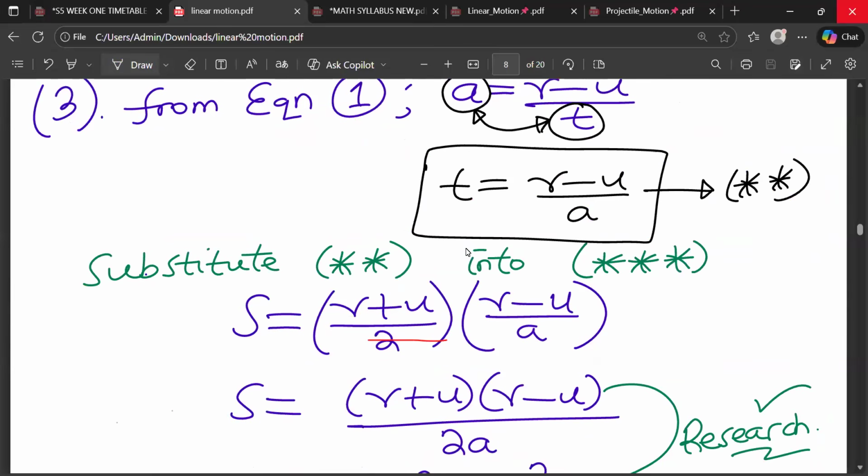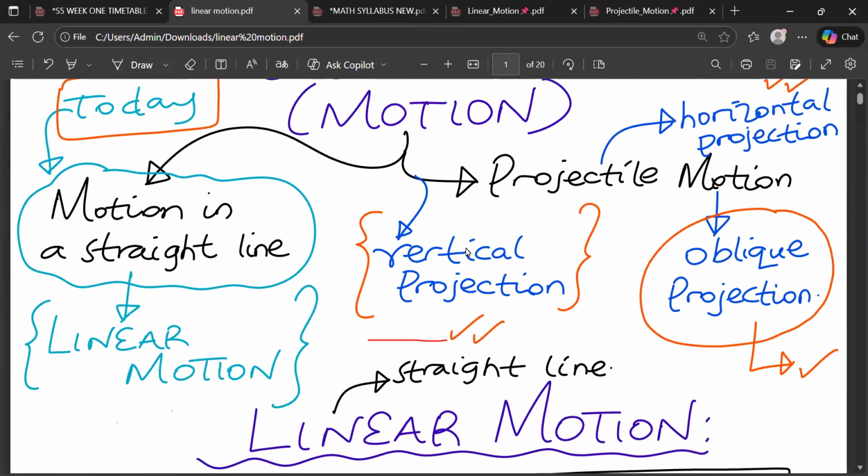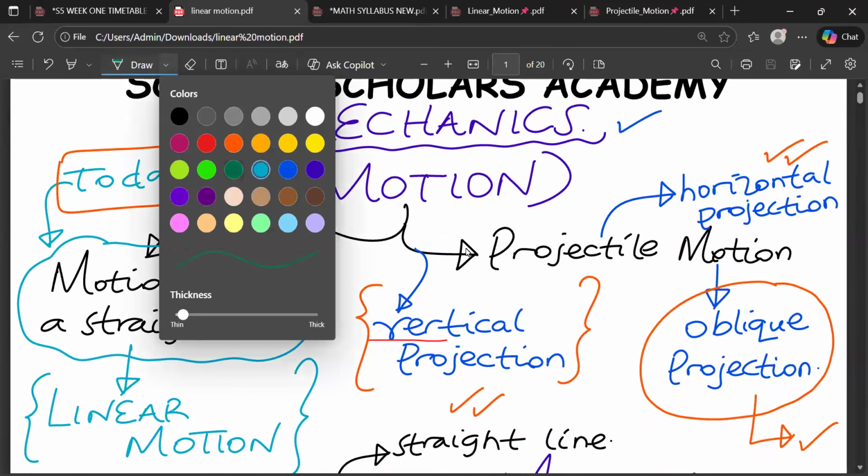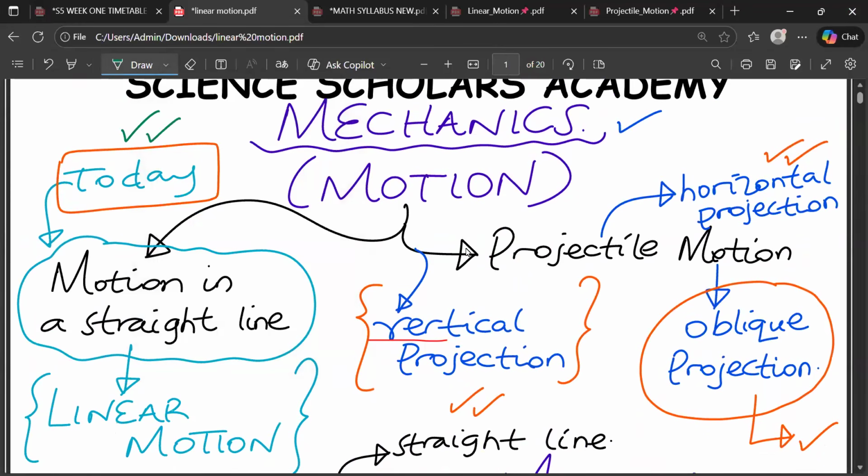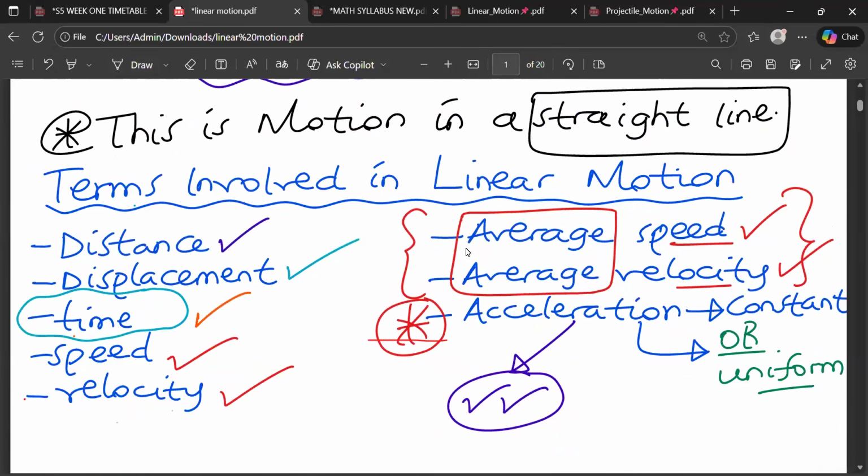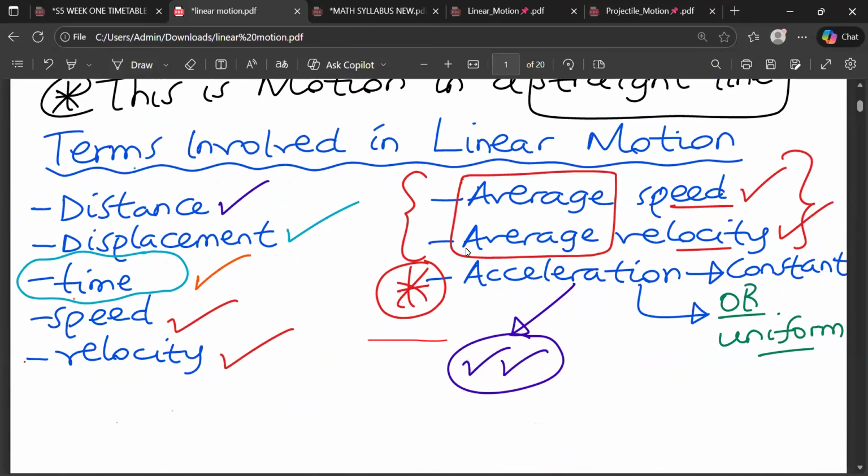Now, the next things we are going to do are only questions. So we are done. Thank God we are done with linear motion. The next time we are coming back here, we shall be talking of projectile motion, vertical projection, horizontal projection, and so many things. So for today, the introduction has been successful. Trust me, the solutions are easy. And I may not even write anything, surprisingly. So let's go.